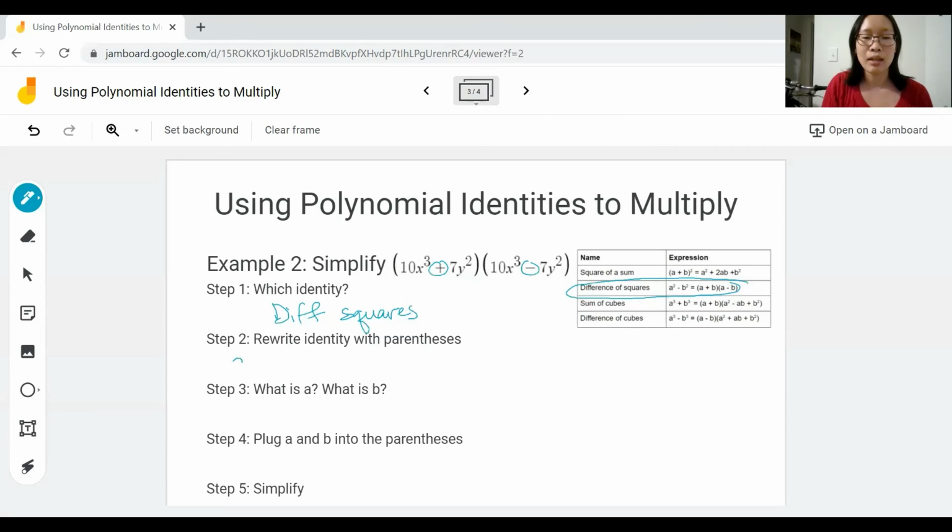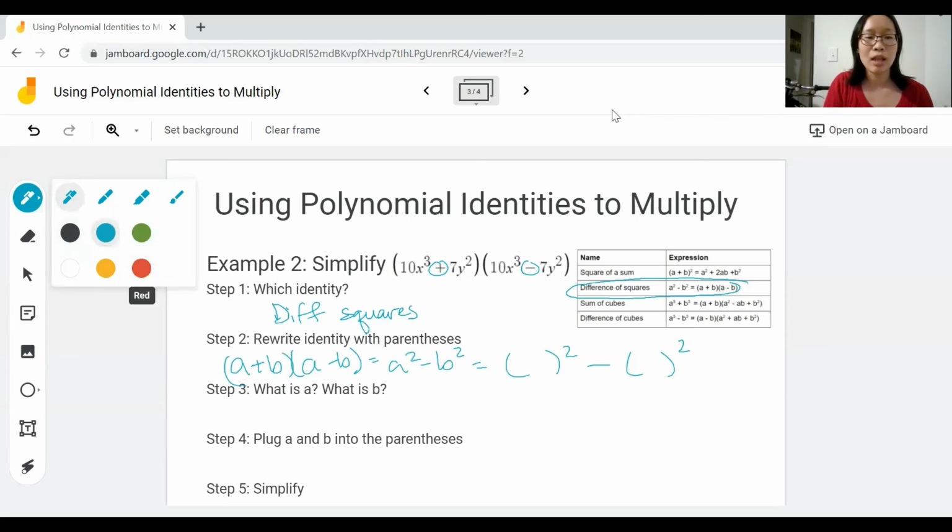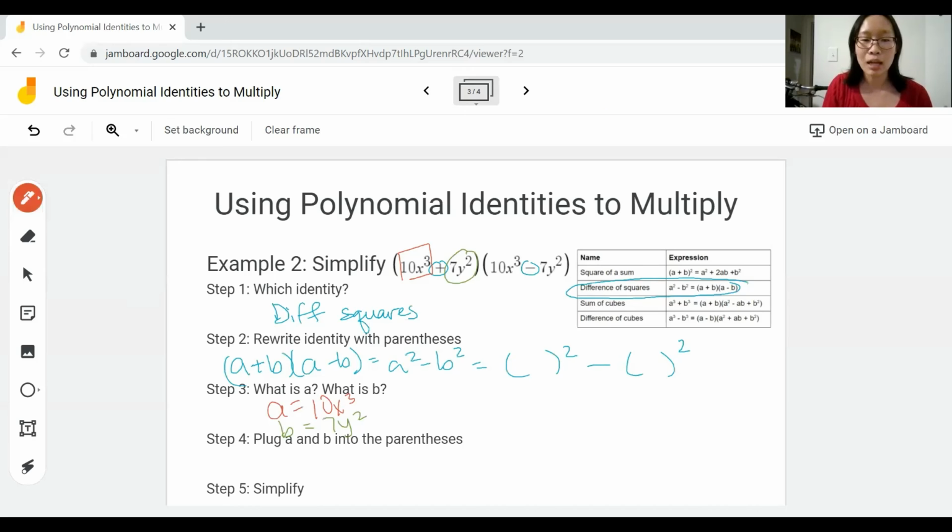I'm going to rewrite this with parentheses. So (a + b) times (a - b) is equal to a squared minus b squared, which is equal to my a squared minus my b squared. Now that I've rewritten that, I just have to figure out what is a and what is b. So my first term is my a, the 10x cubed, and my second term is my b, or 7y squared. And then now that I have my a and b, I can just put them into the right spots and then simplify.